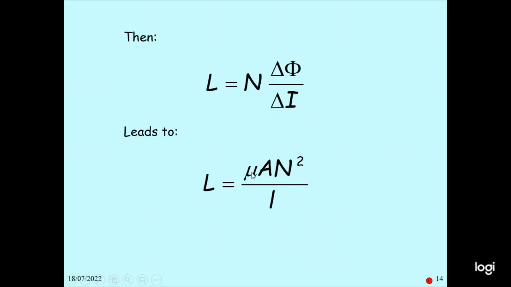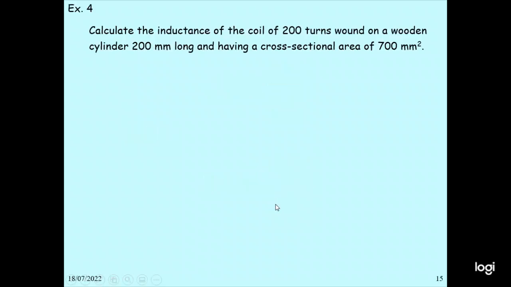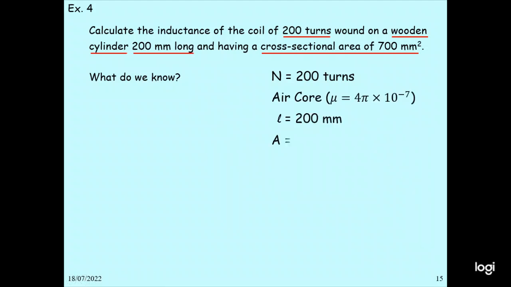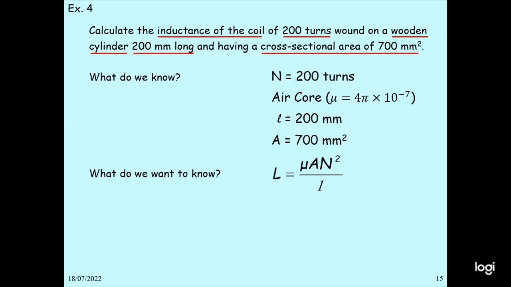Consider a coil wound on a wooden cylinder, 200 millimeters long and having a cross-sectional area of 700 square millimeters. We know that N is 200 turns, mu for an air core is 4π × 10^-7, the length is 200 millimeters and the area is 700 square millimeters. We want to know L equals mu A N squared divided by l. So we calculate 4π × 10^-7 multiplied by 700 × 10^-6 multiplied by 200 squared, divided by 200 × 10^-3. You get 176 microhenry.